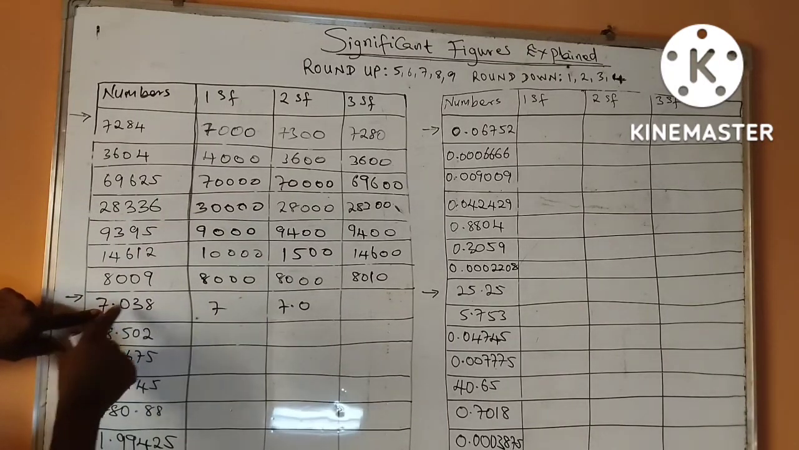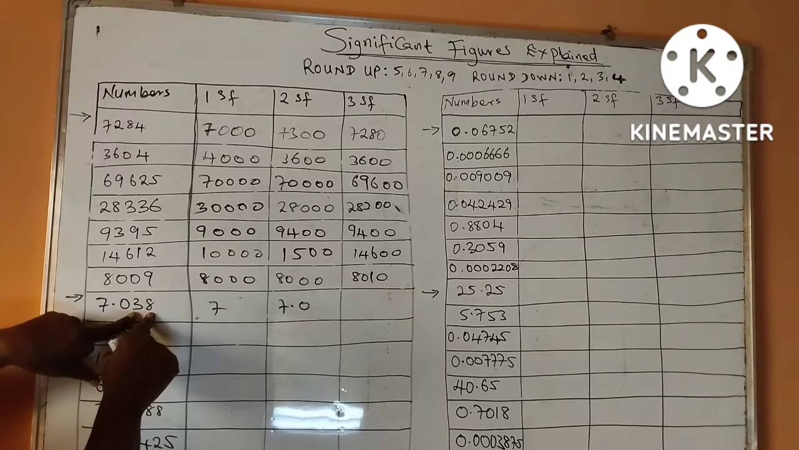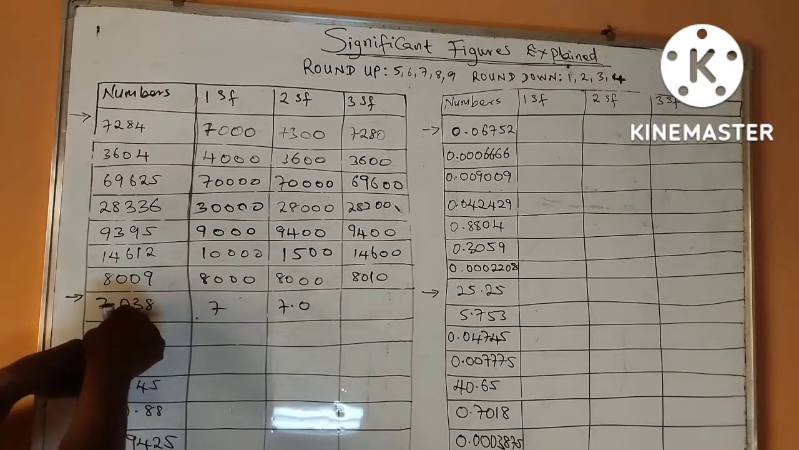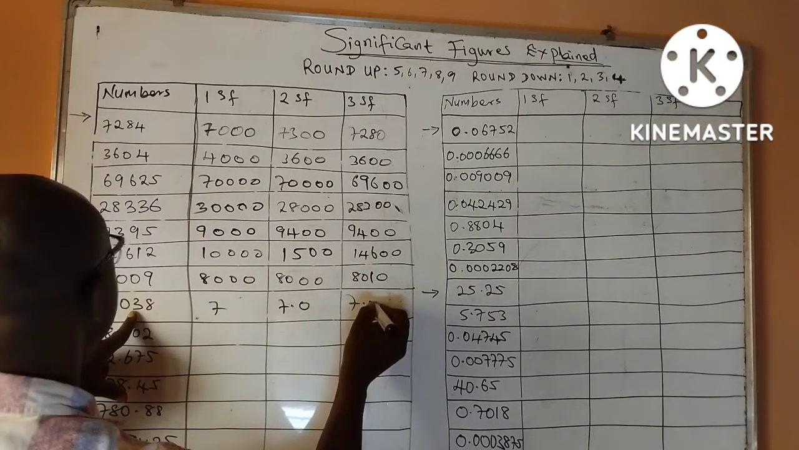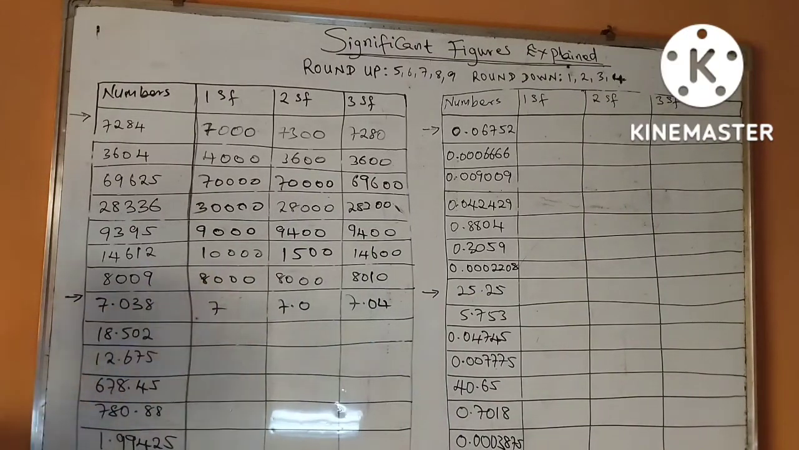Next is 1, 2, 3. Now, watch out for that. 8 as a digit is to be rounded up. So I will now call it 1 and add it to this. So my answer becomes 7.04. Remember, you are not going to put 0 here because it is a decimal number. It is not like a whole number.